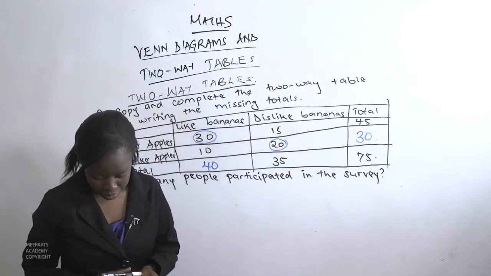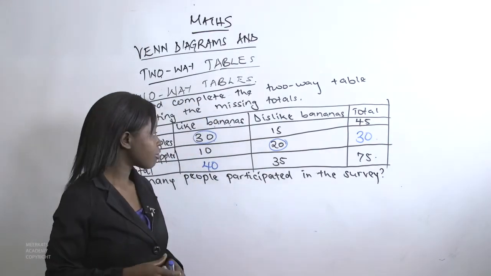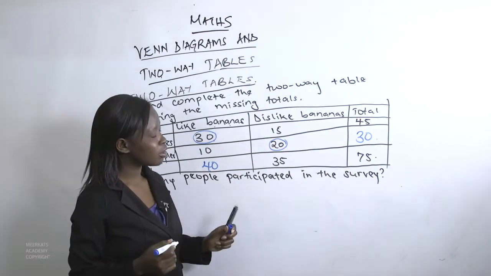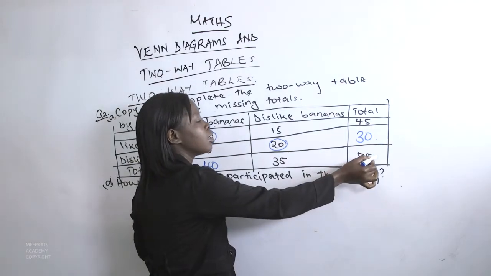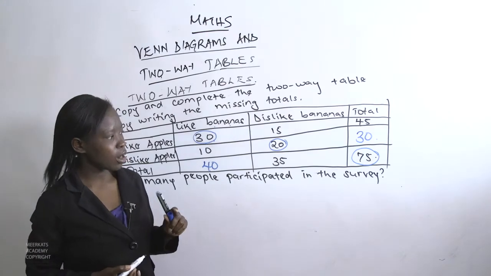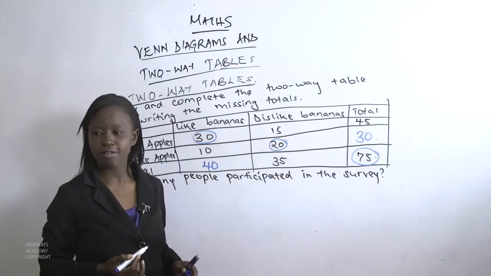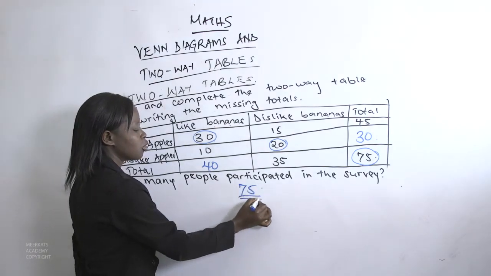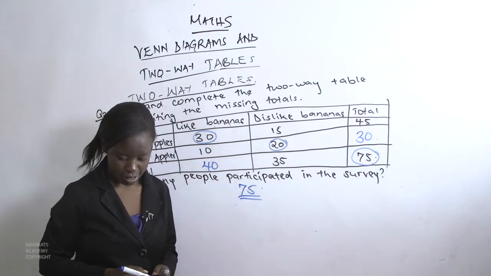How many people participated in this survey? The total number of people that participated in the survey will be obtained in that total column. So we find that we are having a total of 75 people who participated in the survey.